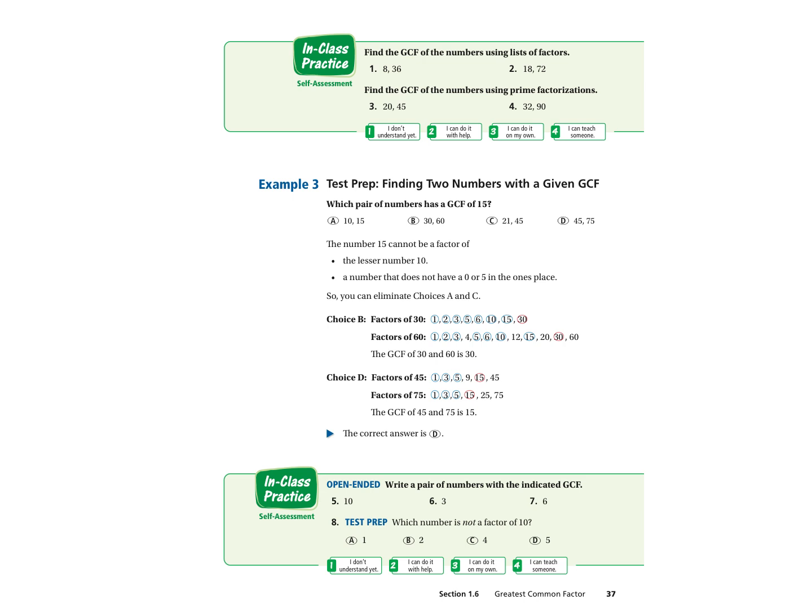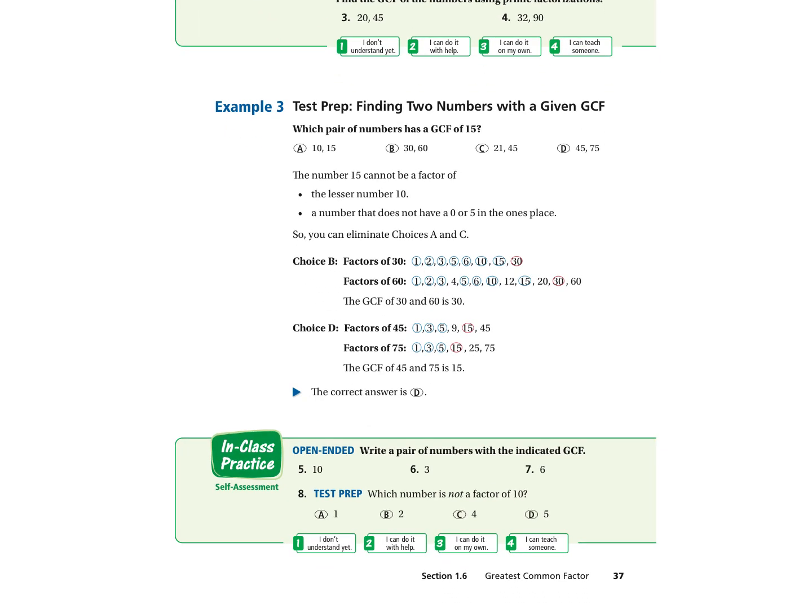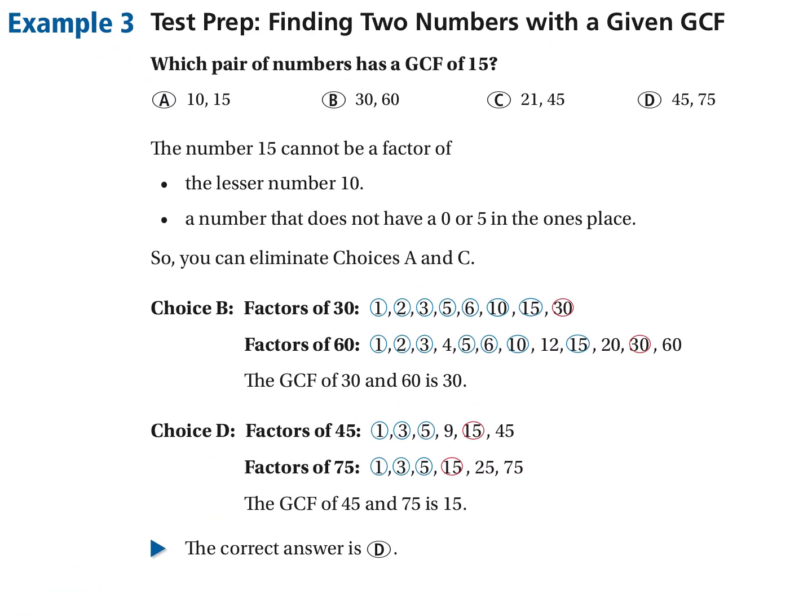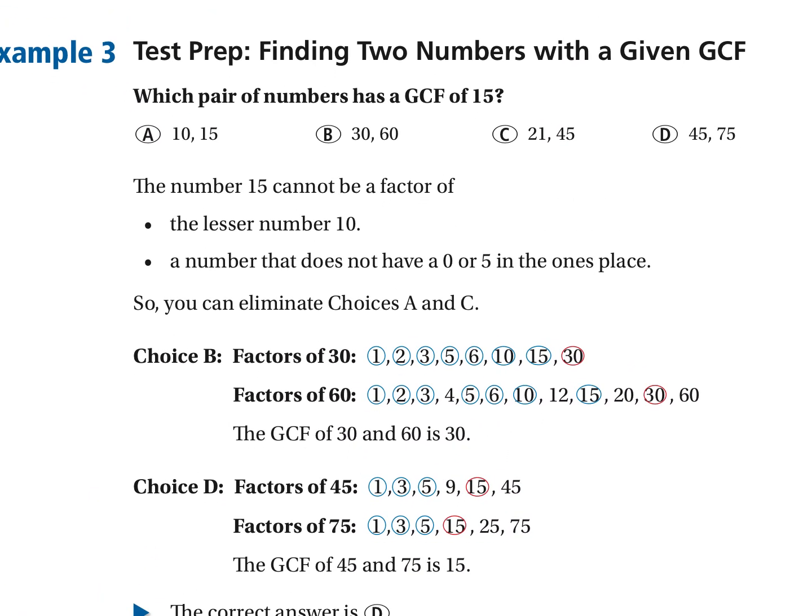It says at the top, and this is in your journal on page 19, number 1 and 2, we are finding the GCF of the numbers using lists of factors. So this is what we just did. You can just list out your numbers. Okay, example 3. It says find two numbers with a given GCF. So it says which pair of numbers has a GCF of 15.